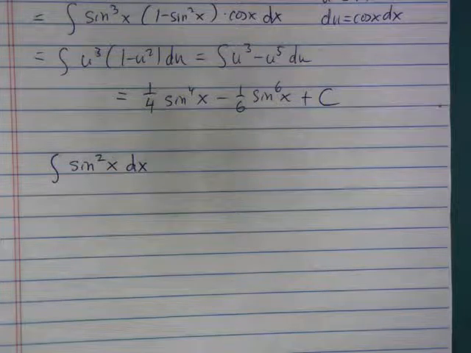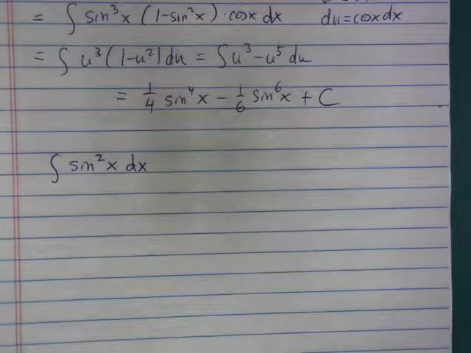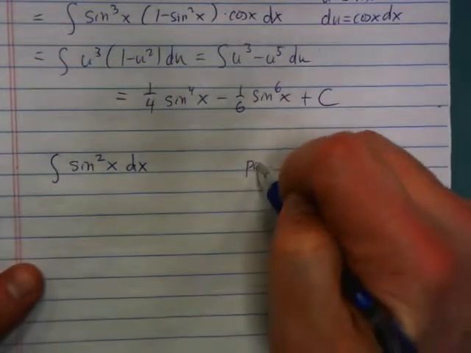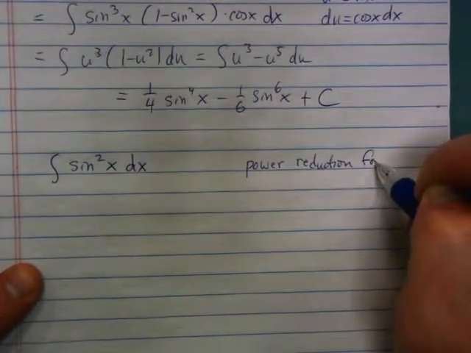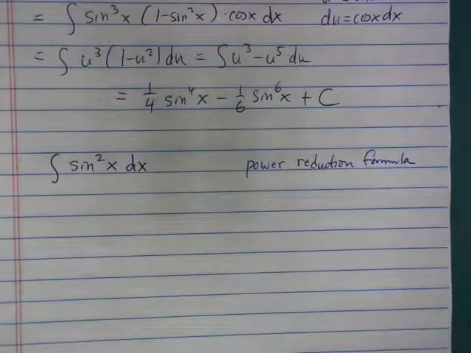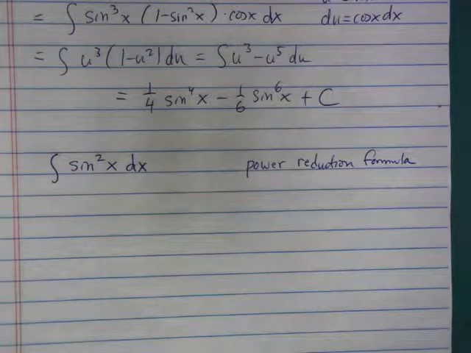All right, so what do you do if the powers are even? In this case, we have just a sine and the power is even. If all the powers are even, you're going to use something called the power reduction formulas. So that's another trig identity that you need to know. So far you need to know sine squared plus cosine squared equals 1.